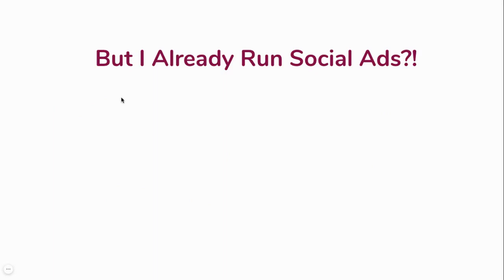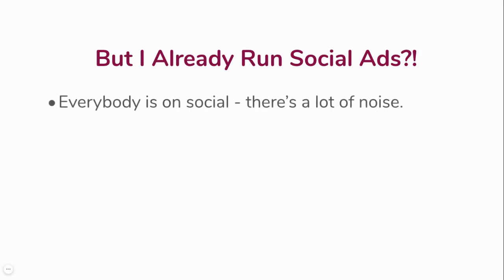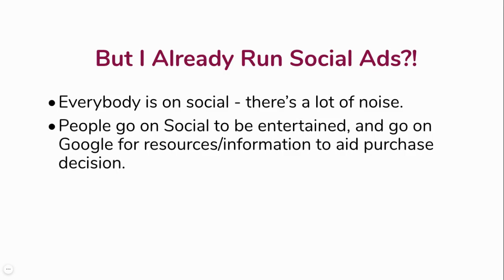Now, in case you're thinking, Kiva, but I already run social ads. Well, I run social ads too. Everybody's on social. There's a lot of noise. There's a way to ensure that you cut through the noise. An interesting thing is people go on social to be entertained, but they go on Google for information. For example, if I was searching for how to get guitar lessons, or if I want to get cake delivery done, I will go on Google. So people go on Google for information. People typically go on social to be entertained, and you want to ensure that when you run social ads, you're using it for the right purpose.